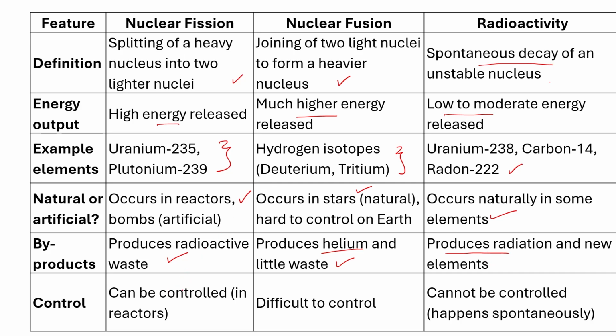Then nuclear fission can be controlled. Then fusion occurs naturally in the stars, so it can't be controlled. It is very difficult to control and not yet attained on Earth. Then radioactivity happens spontaneously. Of course, some radioactivity can be induced artificially, so it can be controlled.